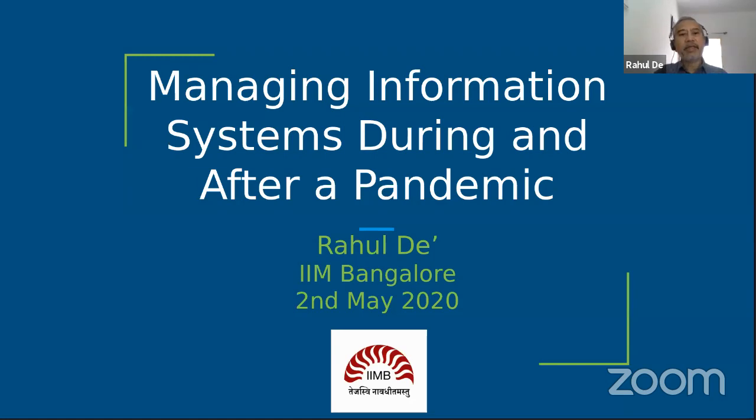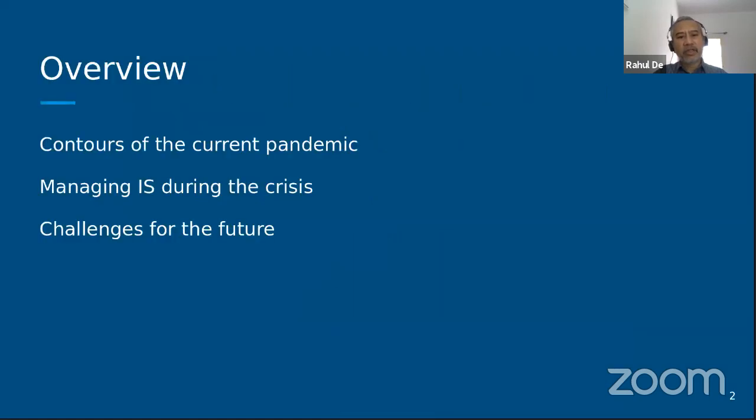So what I will do today is just talk a little bit about the pandemic. You are already familiar with the basic contours, but I just want to frame it from the way we see it in terms of information systems. I will say a few things about managing information systems during the crisis, and then some challenges that will come up in the future because of this crisis. Now, this is a crisis of humongous proportions, and many of us, including me, have been talking about how to manage post-pandemic, because that's when the serious problems will arise. Not that there are not serious problems right now, but there'll be huge, huge problems.